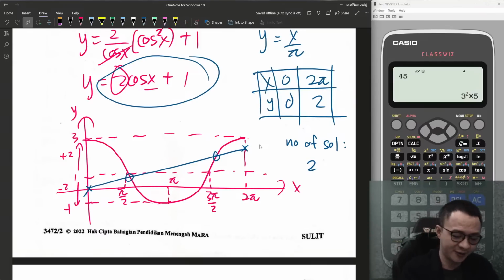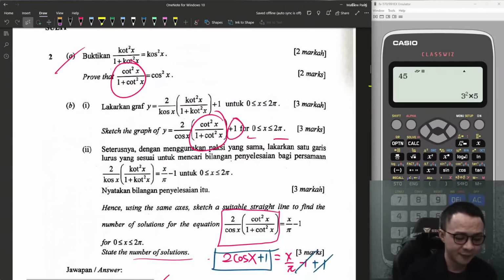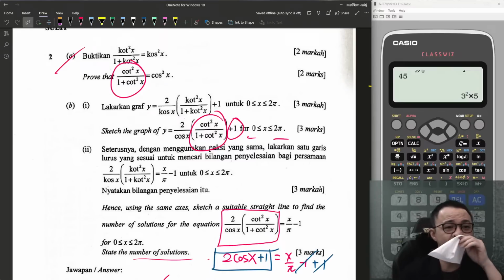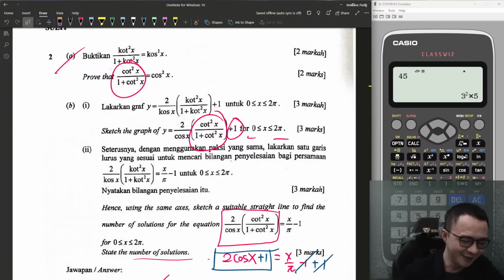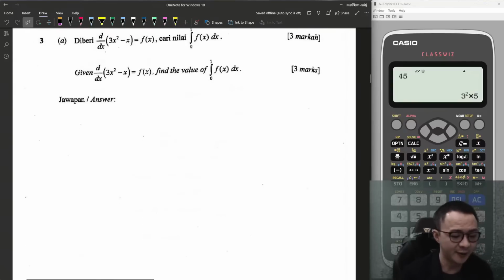Trigonometry function. Quite a lot of marks, right? It's 3, 3, 2, 8 mark questions. But like what I say, I think this one is a bit too easy. Normally I see a lot of K mark questions can be a lot harder than this. But anyway, this one is also a good practice for most of the students.